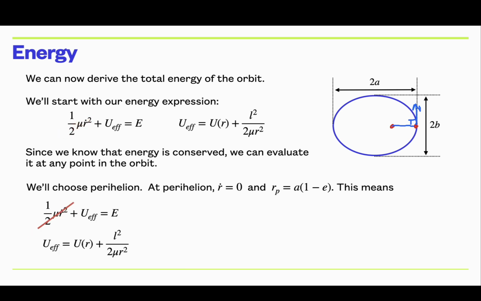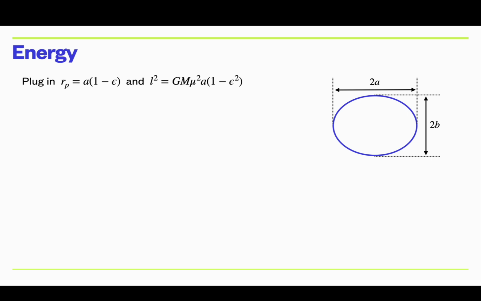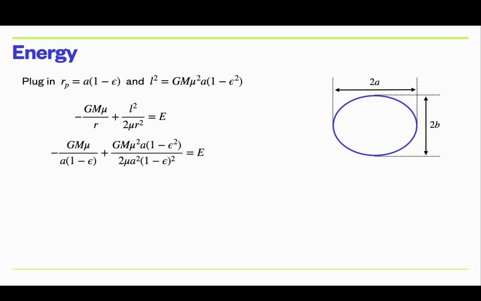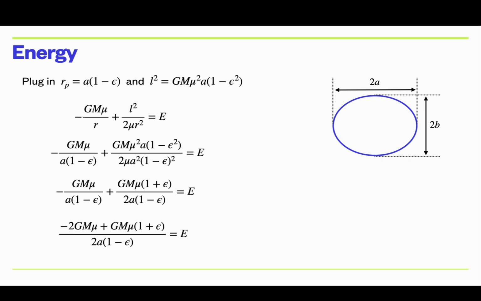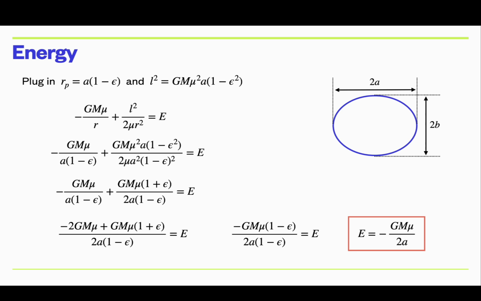So that term goes away. The effective potential is just the total energy. We know what that effective potential is, so these two things combined give you that equation. If you plug in the perihelion distance and the angular momentum into that equation, you get this. You do a lot of simplifying, and I'm going to let you go through this on your own to follow the steps. But you get this nice simple result that the energy is just minus G M mu over 2 times the semi-major axis a. So that's a nice, elegant result.